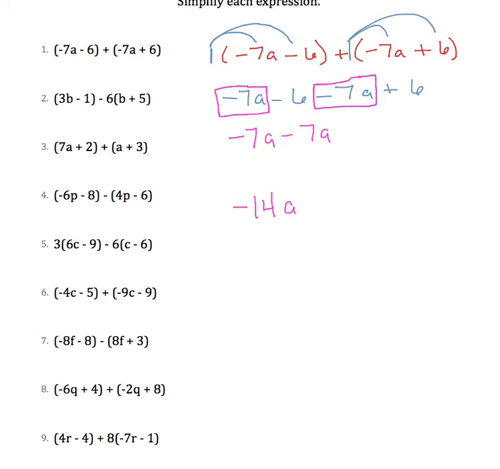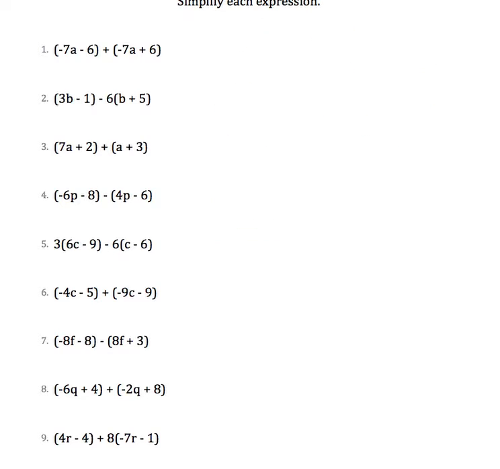Now, the other set of like terms I have are the negative 6's. So I have a negative 6 plus 6. And if I write that expression out as negative 6 plus 6, well, that's 0. So that means when I add these two expressions together and simplify, I wind up with negative 14a. All right? Let's do the next one.